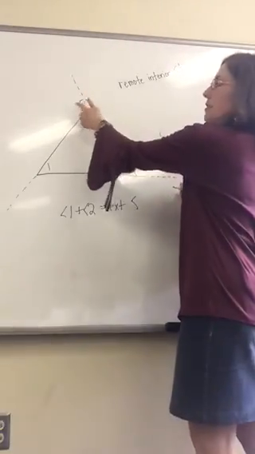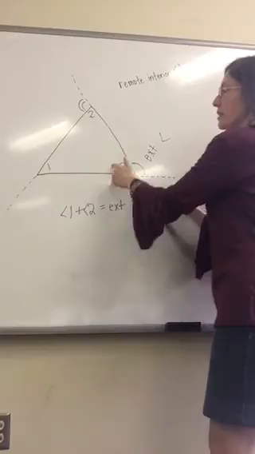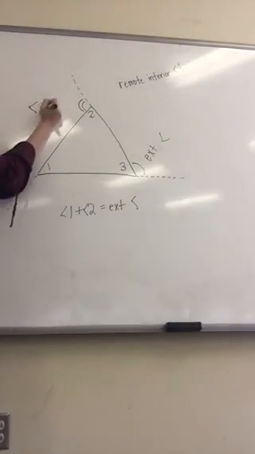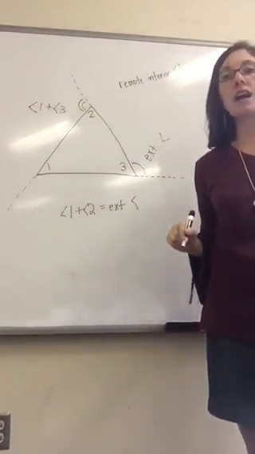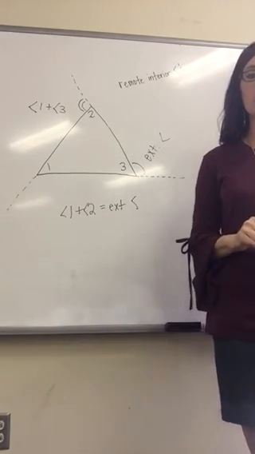Or for this exterior angle, its remote interior angles are 1 and 3. So for this one, it would be congruent to angle 1 plus angle 3. So that's pretty simple stuff. The exterior angle is equal to the sum of the two remote interior angles of that exterior angle.